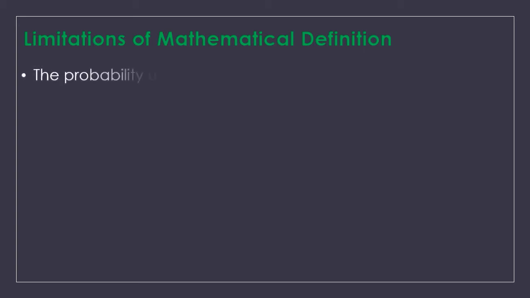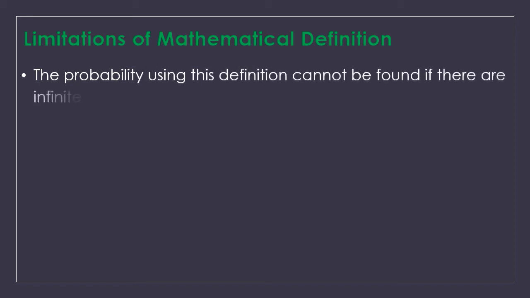Next are the limitations. Now this is also important, the limitations of the mathematical definition, how the mathematical definition falls short, how it cannot be used for certain cases. We will start one by one. The probability using this definition cannot be found if there are infinite outcomes. Okay, if the outcomes are infinite, we cannot use this formula for calculating probability.